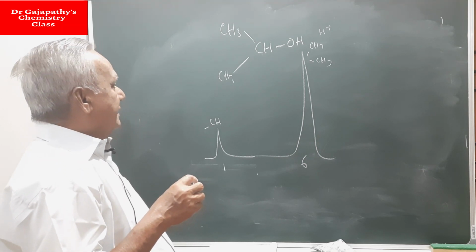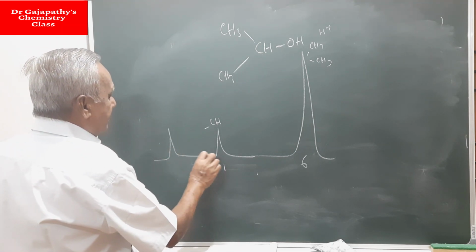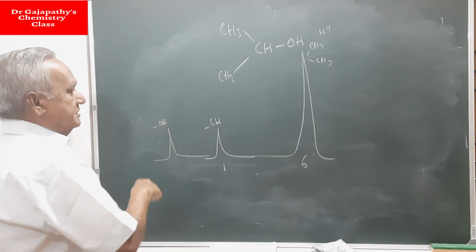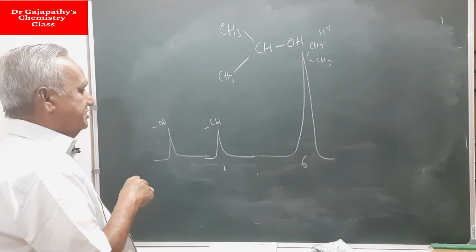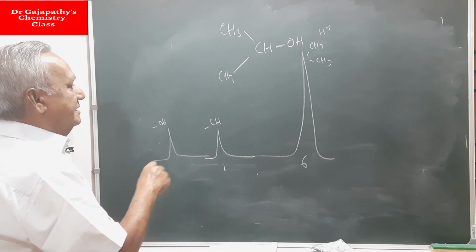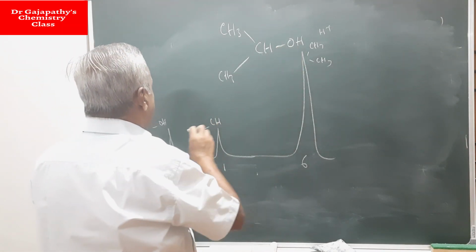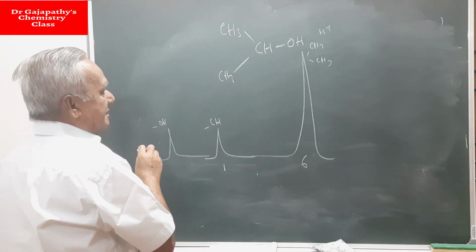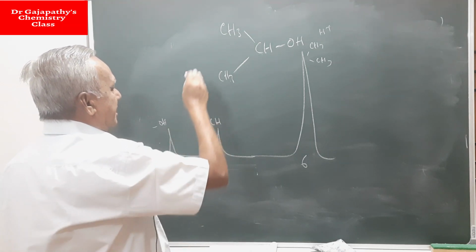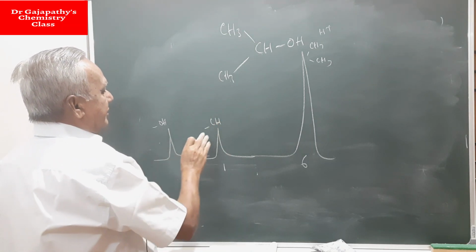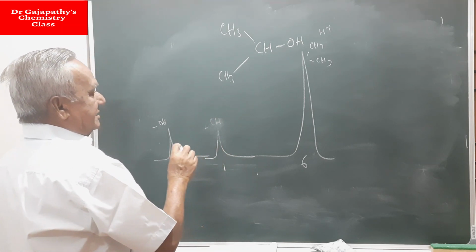And the signal of the OH will be very downfield. This is the signal of the OH. It will not undergo any splitting because I said it is undergoing fast exchange. So this will be the pattern. Let me tell you about the splitting pattern. This will not undergo splitting, it will be as it is. Here, there are 6 protons on the adjacent carbon atoms. They are equivalent. So this will be split into a septet.